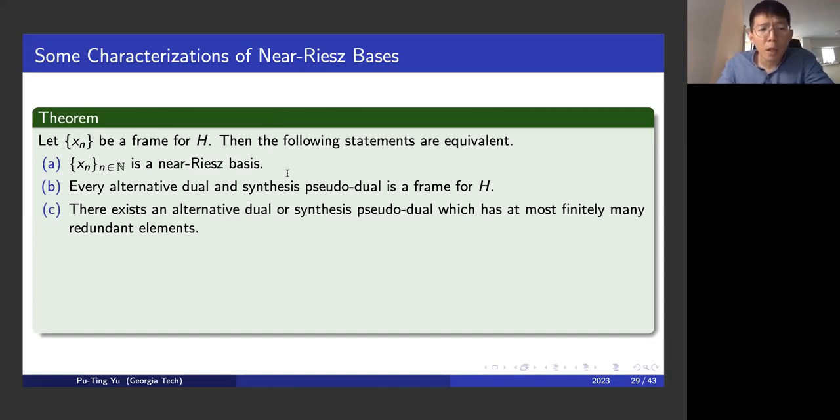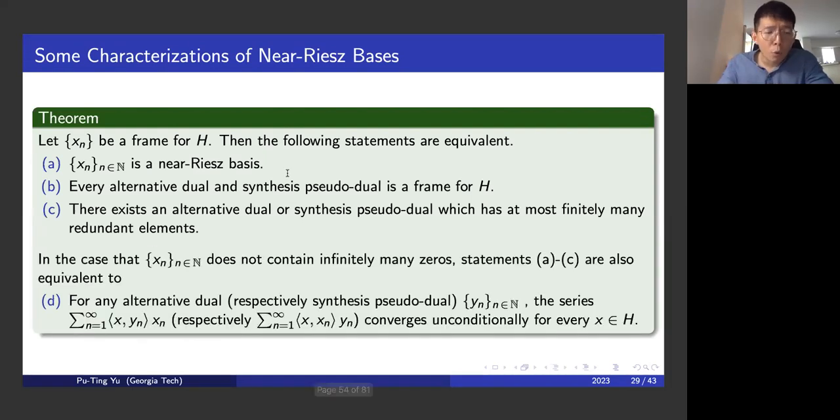And statement C, there exists an alternative dual or synthesis pseudo-dual which has at most finitely many redundant elements. And once again, what we mean by redundant element is that the removal of these elements preserves the completeness of the sequence. And we just proved that in the case that Sn does not contain infinitely many zeros, then statements A to C are also equivalent to statement D: Xn has an unconditionally convergent reconstruction formula for any alternative dual and any synthesis pseudo-dual.